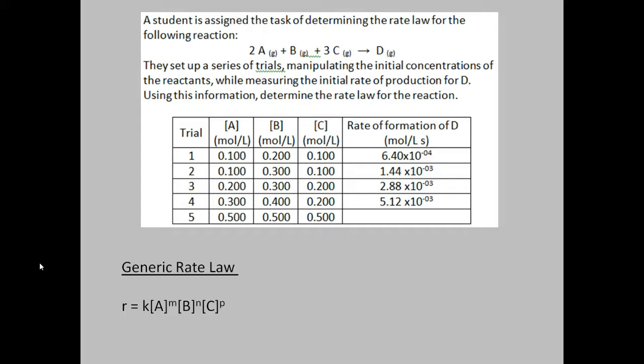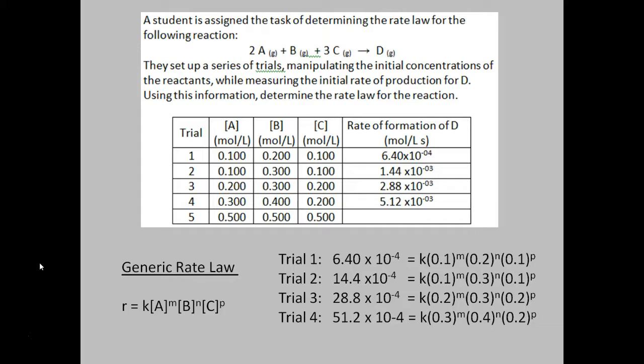You can use X, Y, and Z, or A, B, and C. I wouldn't use A, B, and C because that might confuse you and make you think it's from the balanced equation. But you can use any 3 variables to denote what the exponents are.